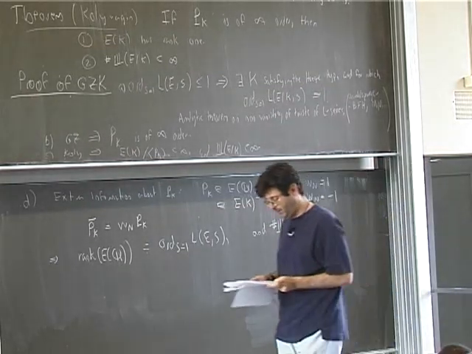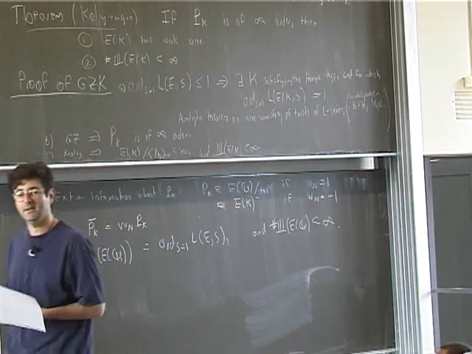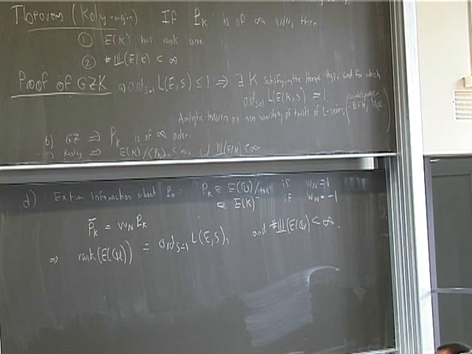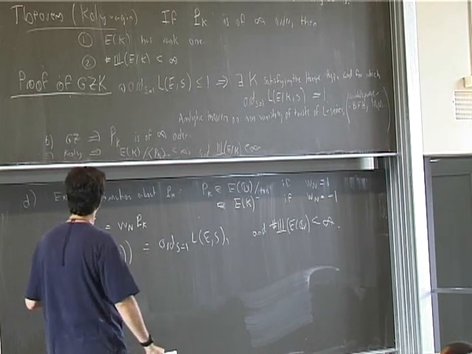So what I would like to do now is explain a little bit about Kolyvagin's descent argument, which succeeds in bounding the size of the Mordell-Weil group in terms of the behavior of this point P_K.